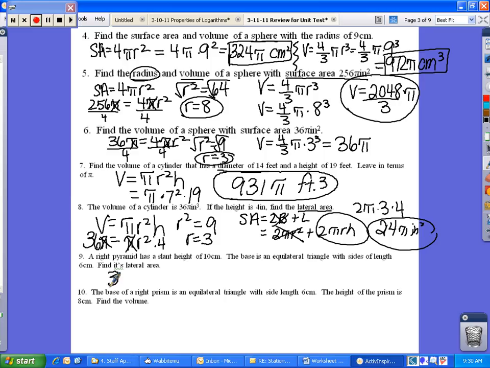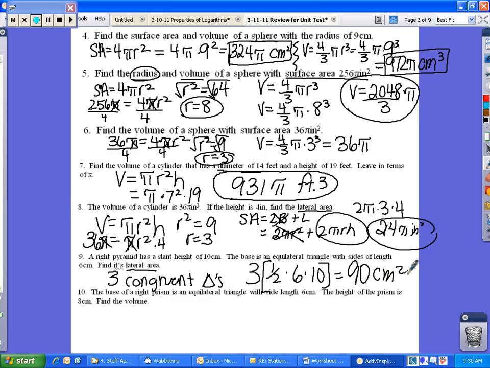All right, number 9, a right pyramid. This is exactly like number 1, except instead of 4 congruent triangles, this is like number 2. But instead of 4 congruent triangles, you have 3 congruent triangles, because the base is an equilateral triangle. So 3 times half times base times height. So 3 times half, your base value is 6. Your slant height is 10. Substitute those in and simplify. Half of 6 is 3. 3 times 3 is 9. 9 times 10 is 90 centimeters squared. So that one's exactly like number 2. But you only have 3 triangular congruent surfaces.